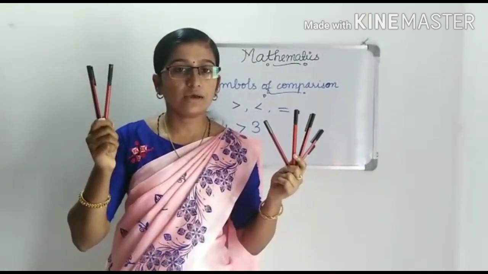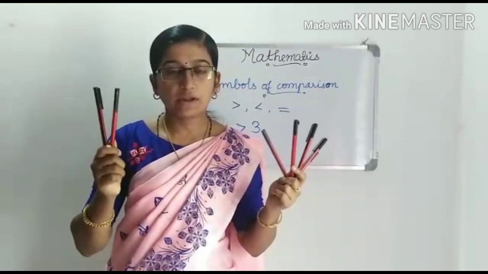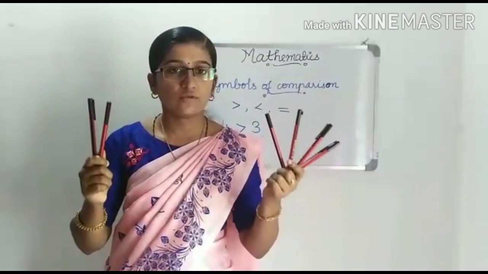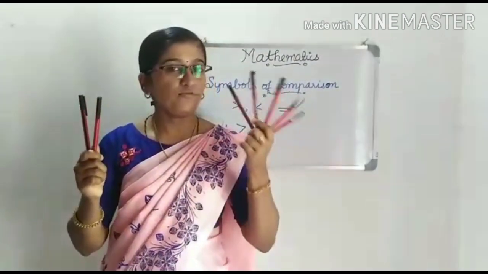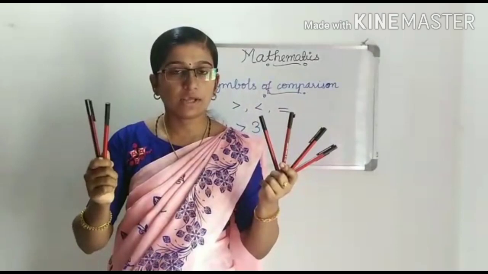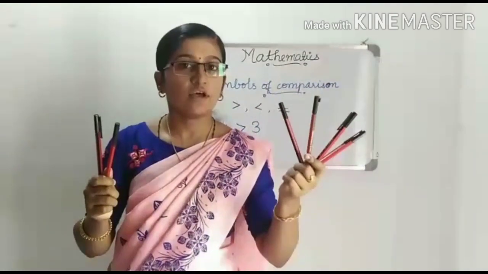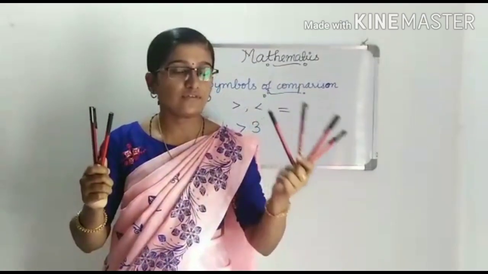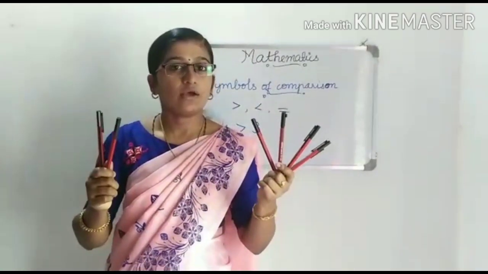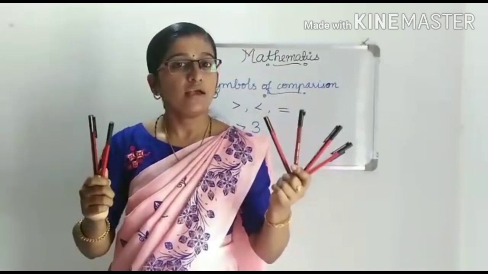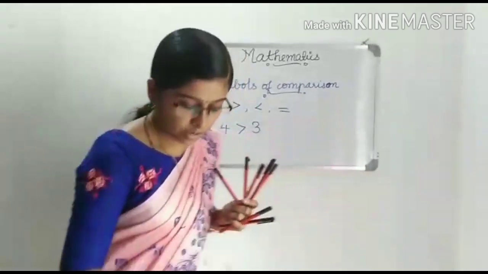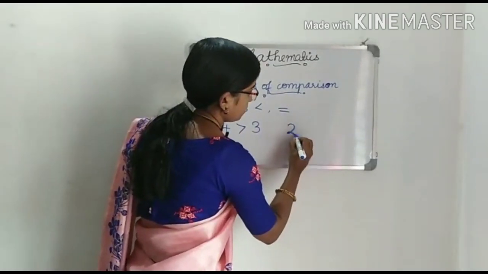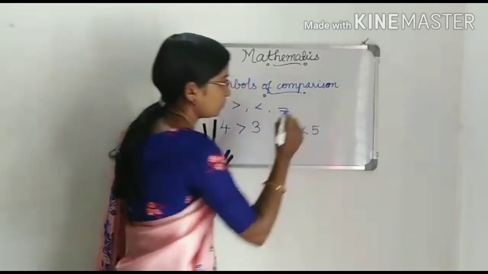So children, look at the pens in my hand. How many pens are here on my right hand? There are 2 pens and on my left hand there are 5 pens. So next we can compare 2 and 5. Here the first number is 2 and the second number is 5. So we can say that the first number 2 is less than the second number 5. So 2 is less than 5. So we can write 2 less than 5. Is it clear?